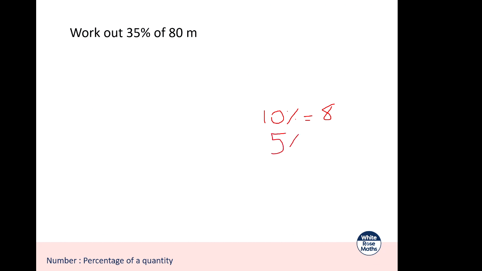5% would be half of 10%. So half of 8 is going to be 4. And then to work out 30% is 3 lots of 10% or 6 lots of 5%. Either one is right. I get the answer of 24.